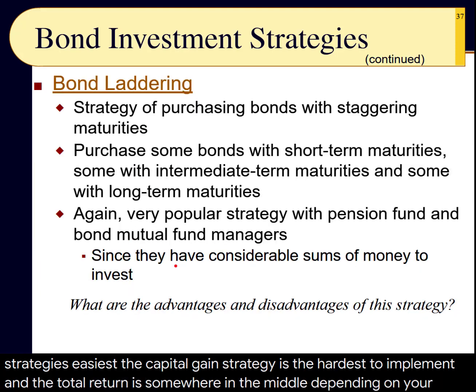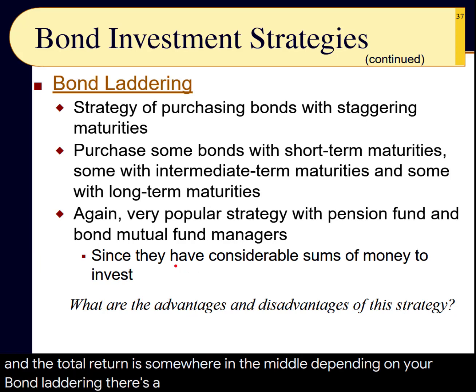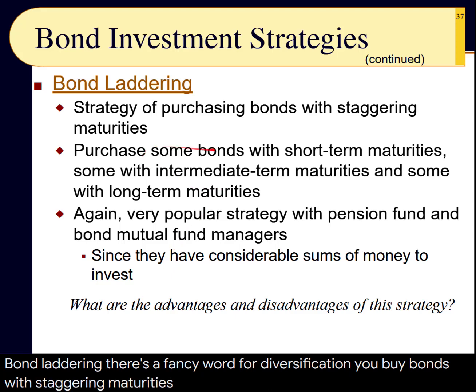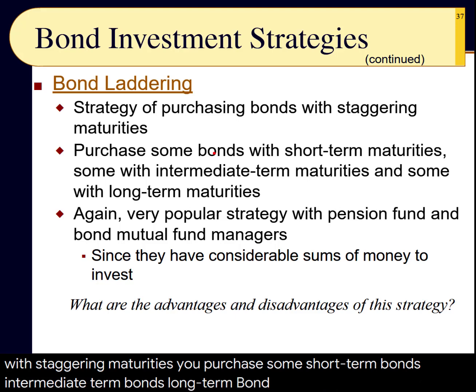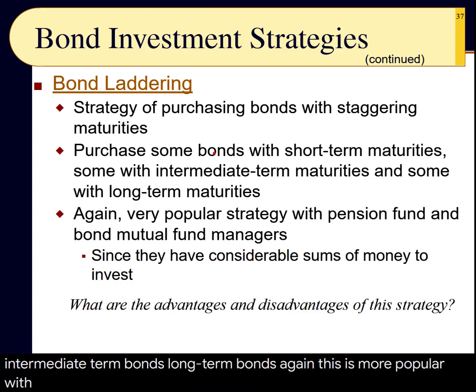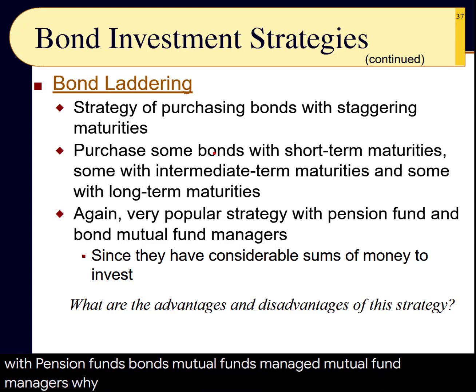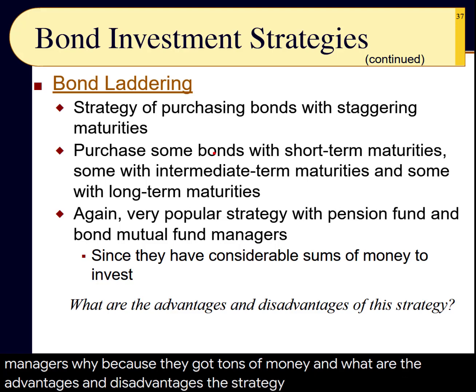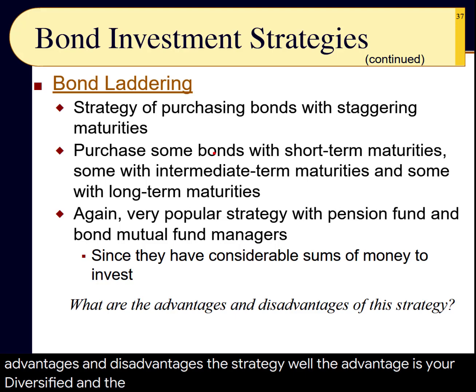Now, slide 37, bond laddering. It's a fancy word for diversification. You buy bonds with staggering maturities. You purchase some short-term bonds, intermediate-term bonds, long-term bonds. Again, this is more popular with pension funds, bond mutual fund managers. Why? Because they got tons of money. And what are the advantages and disadvantages of this strategy? Well, the advantage is you're diversified. And the disadvantage is you're diversified.